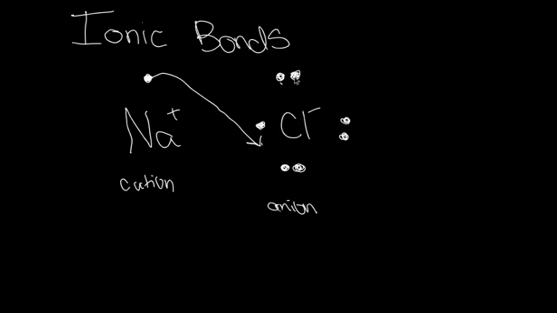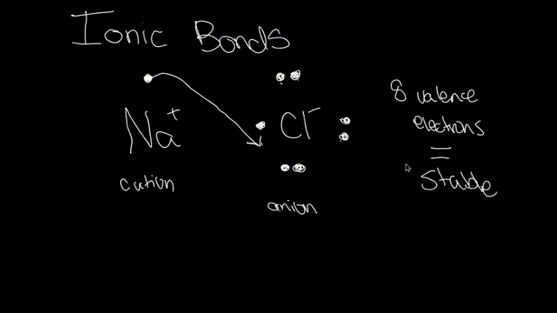Chlorine has 7. How they bond together is that sodium gives its electron to chlorine so that chlorine can have 8 valence electrons. A rule in chemistry is that 8 valence electrons equals stable. Elements always want to be stable. They always want to have 8 valence electrons. Of course, there are exceptions, but for the most part, this is the rule.